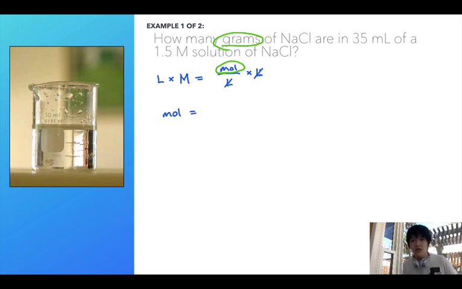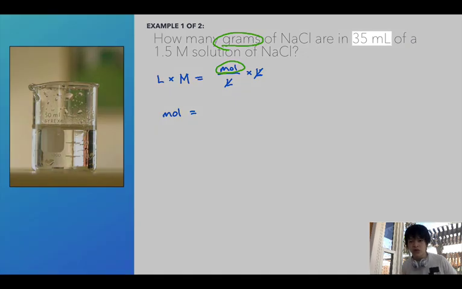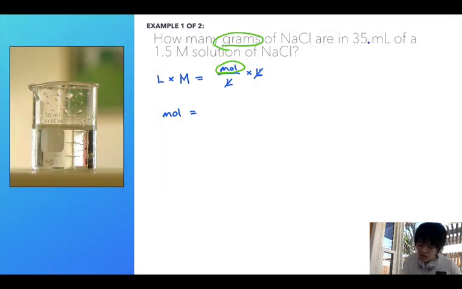How many liters is 35 milliliters? Well, I'm going to do the shortcut again. Put the decimal right there, right next to 35, and move it back 3 times. So it's going to be 0.035. So the amount of liters should be 0.035 liters. Okay?